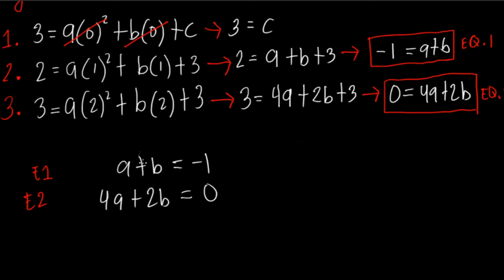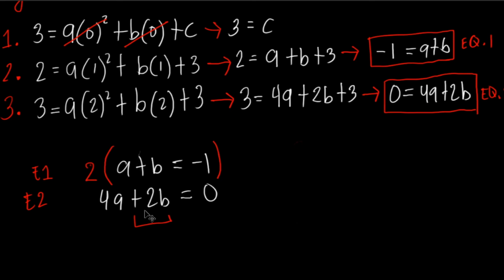Paano sila magiging magkaparehas? Simple. Etong A plus B equals negative 1, ita-times natin sa 2. Kasi pag tinimes natin yan sa 2, etong B, magiging 2B na rin, so magkaparehas. Kaso, pag 2 times B, 2B; eto, 2B rin. So, hindi siya makakancel. Kailangan magkaiba sila ng sign.